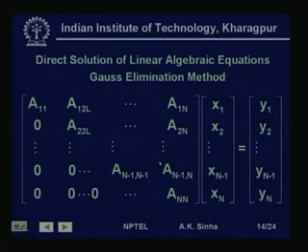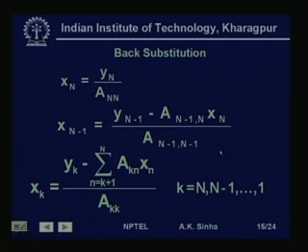So, knowing this value and substituting it here, we have only one unknown, x n minus 1, which can again be found out, and so on. We can proceed backward from the nth element, and finally, we can go up to the first element, and therefore, we can find out all the unknowns x 1 to x n. So, this is what we call the back substitution method.